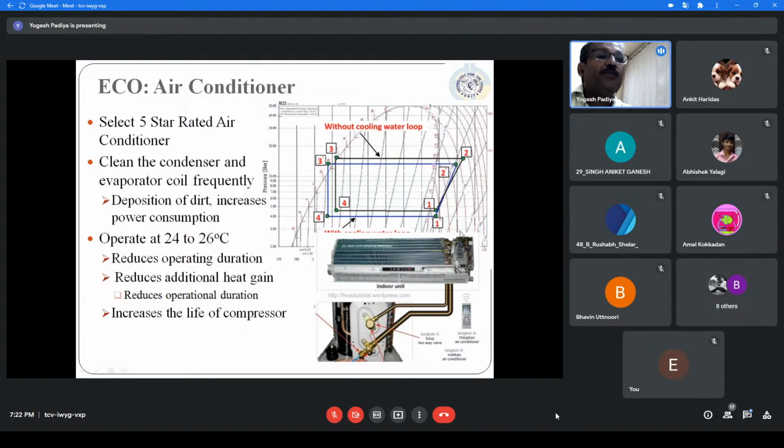So it means that the compressor power consumption will increase. So it is better that now... this will happen because your condenser coils are dirty. If the condenser coils are dirty, then the refrigerant will not be able to exchange the heat with atmospheric air.